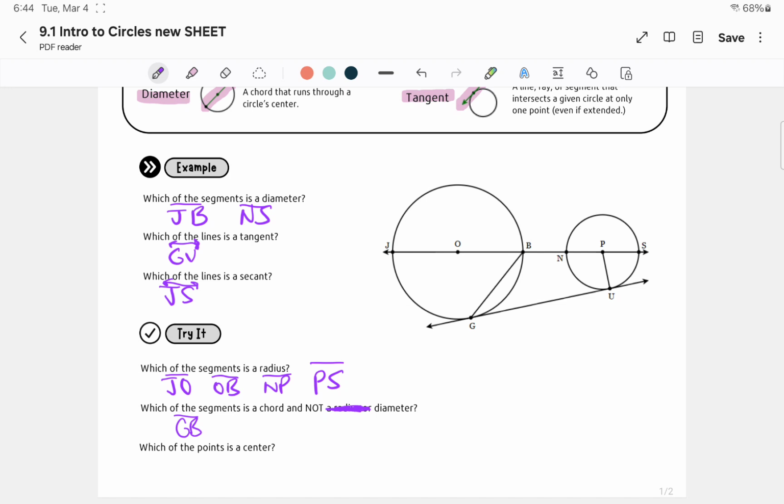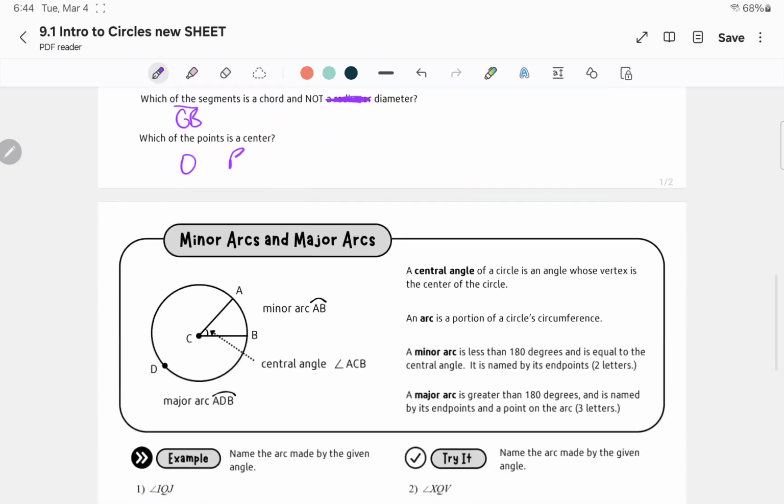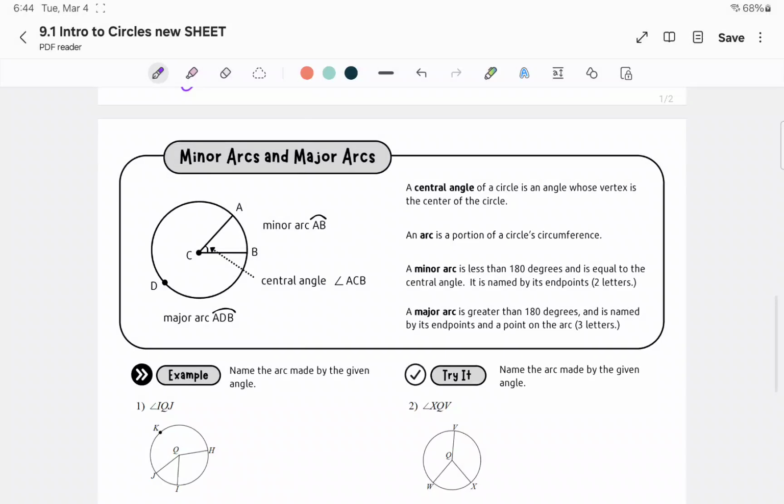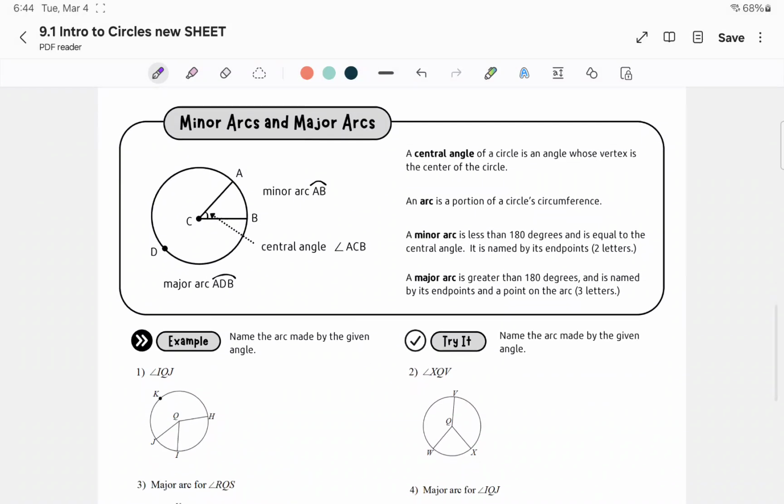And then which of the points is the center? So O is the center, and also P is the center. All right, so that is the parts of the circle portion. Now we're going to go into naming minor arcs and major arcs.